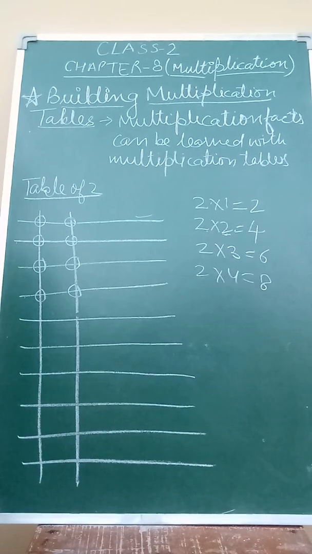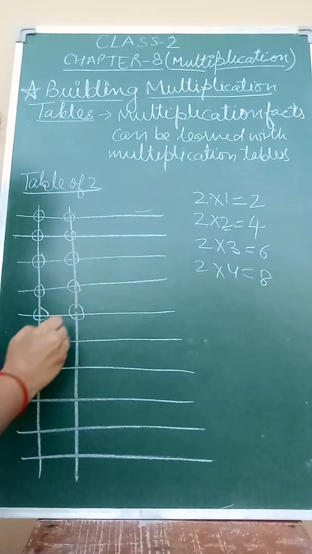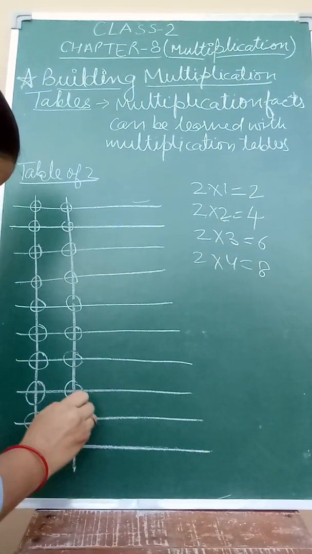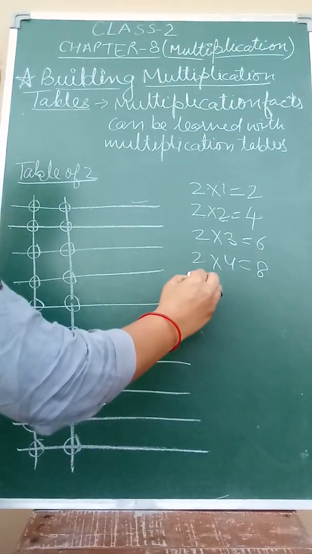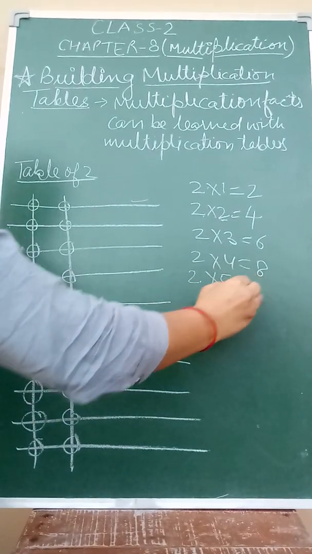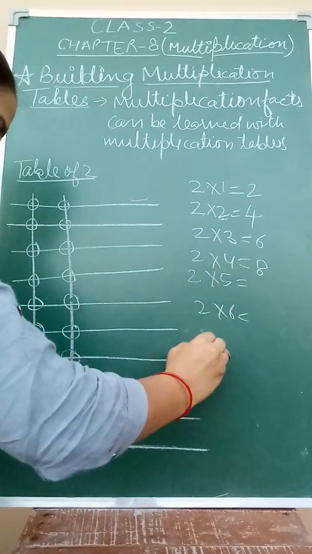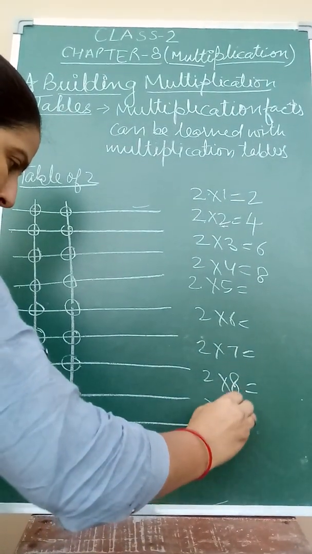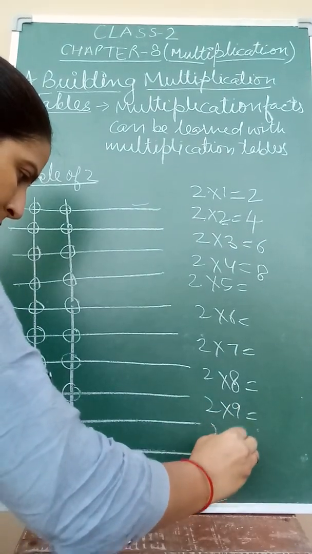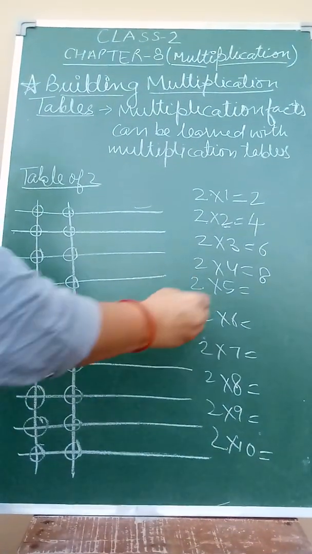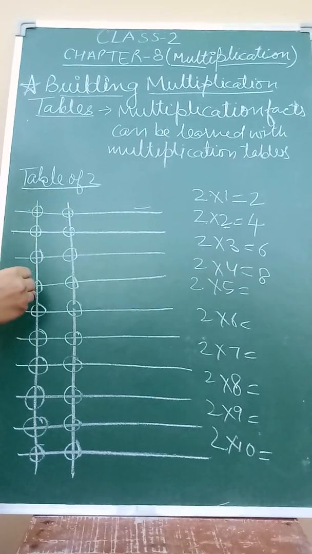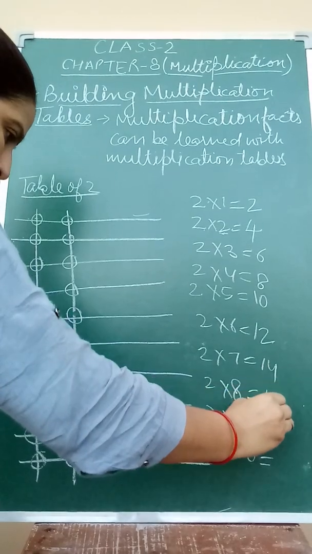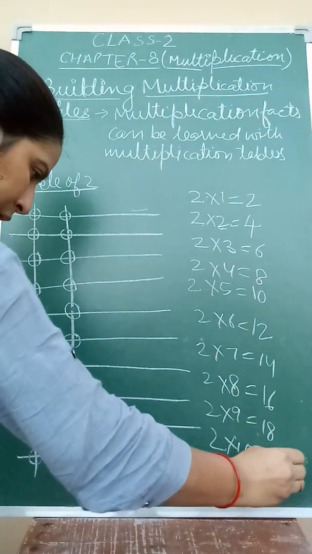You have to put the bamboo sticks till you reach 2 times 10. Now you can form the table also. 2 times 5, now 2 times 6 equals to, 2 times 7 equals to, 2 times 8 equals to, 2 times 9 equals to, and 2 times 10 equals to. So when I count, this is 1, 2, 3, 4, 5, so this is 10. Now 12, 14, 16, 18, and 20.